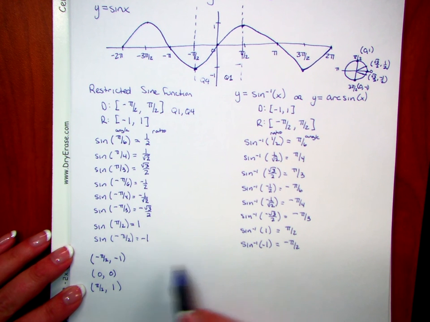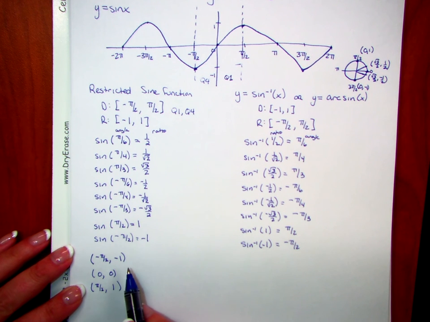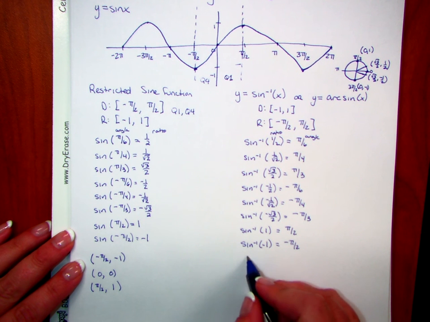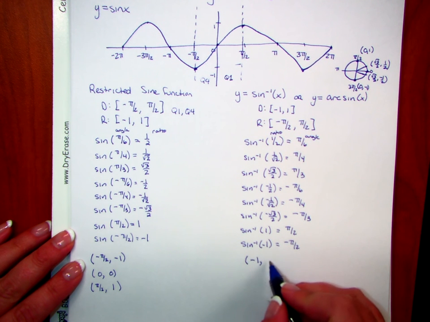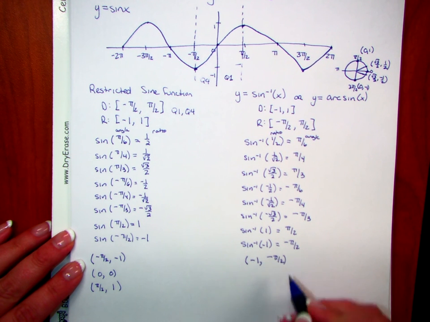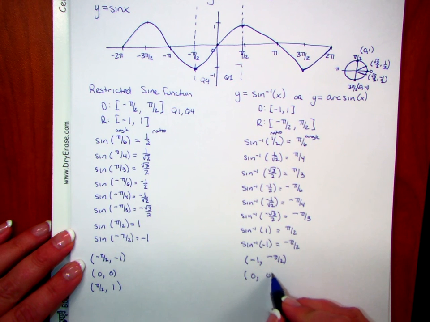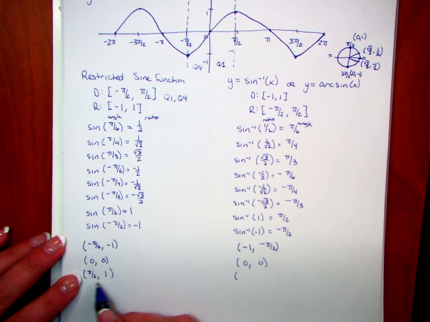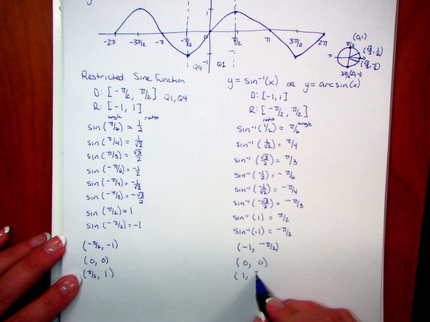Because this is the inverse function, remember the inverse functions swap the x's and the y's. So the point on the inverse function here is negative 1, negative pi over 2. 0, 0 makes no difference. But if I switch these, I get the point 1 comma pi over 2. So the ratio is negative 1, the angle is negative pi over 2. The ratio is 0, the angle is 0. The ratio is 1, and the angle is pi over 2.